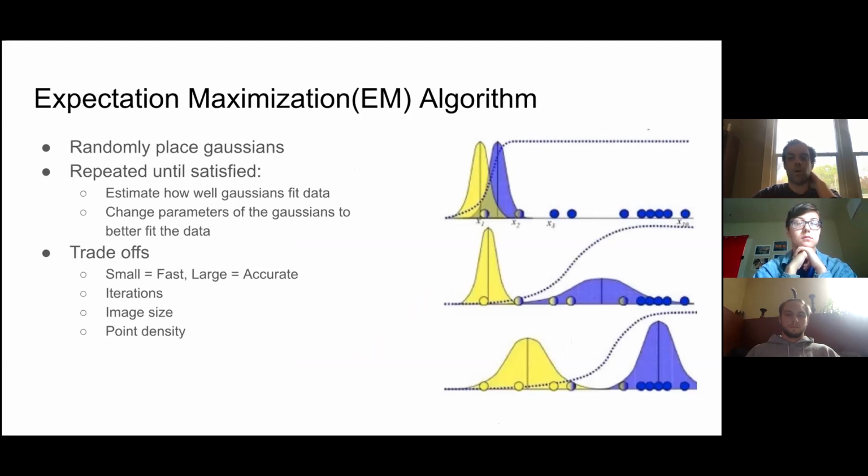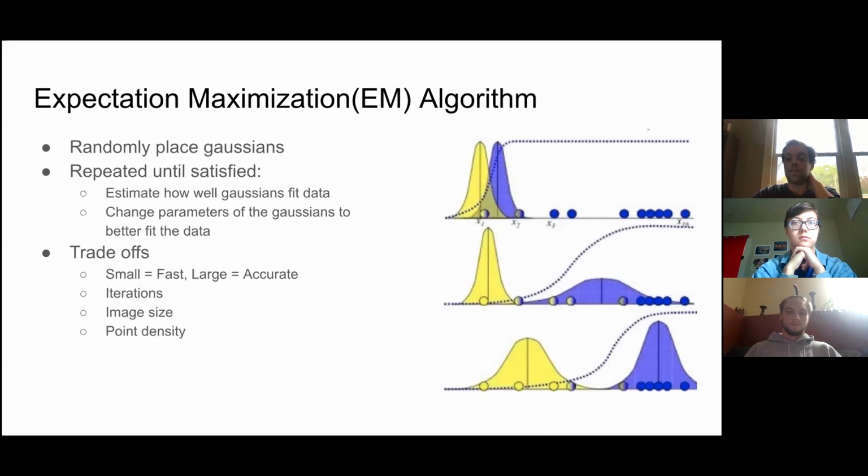The way this works is we're going to start by randomly placing some number of Gaussians on our scatter plot. And then we're going to iterate through the following 2 steps. First, we're going to estimate how well our Gaussians fit our data. And then we are going to change the parameters of our Gaussians so that they better model that probability of how well they're fitting the data, to better fit the data.